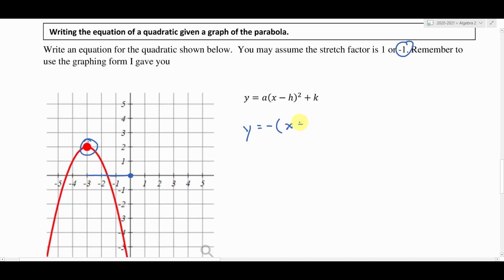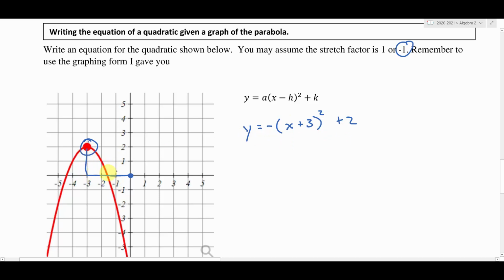Right, so we moved to the left 3. So if I want to move left 3, I need a plus 3 in my equation. And then it went up 2. Right, so that means I need a plus 2 on the end. All right, and this would be my final equation for this parabola.